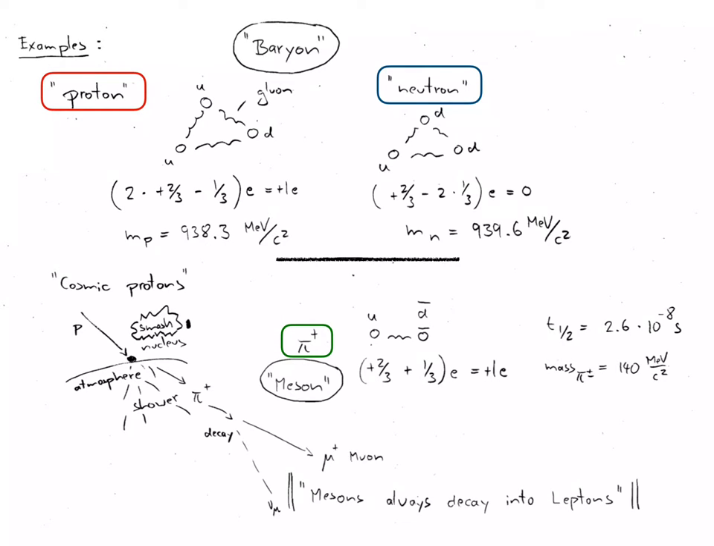Like any meson, the pi plus decays into a lepton. In this case, a mu plus muon is created together with a nu mu neutrino. Since they travel close to the speed of light and experience time dilation, the lifetime of a muon is such that it can reach a laboratory on the ground. There it can be detected using scintillation detectors or cloud chambers.